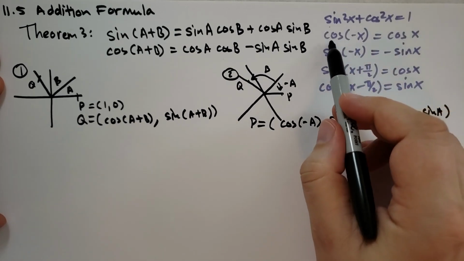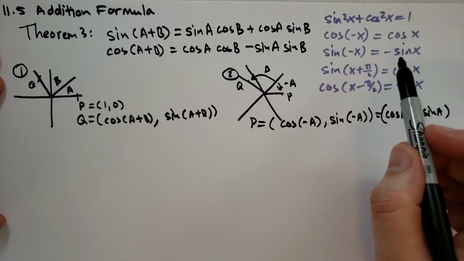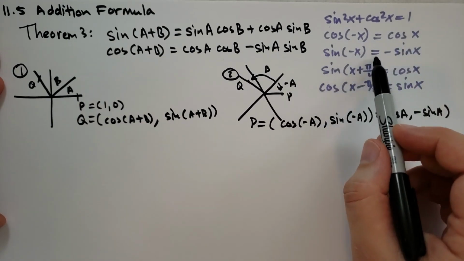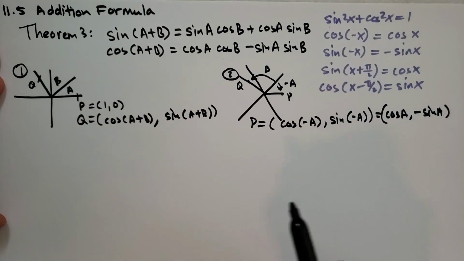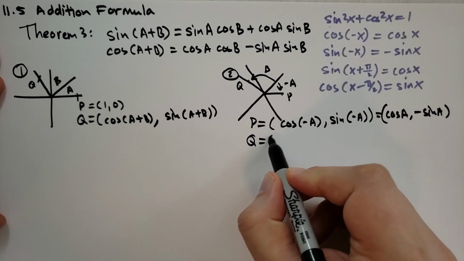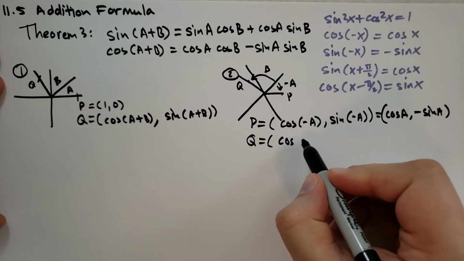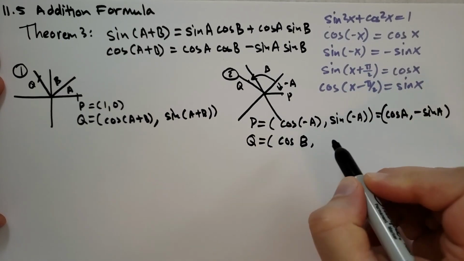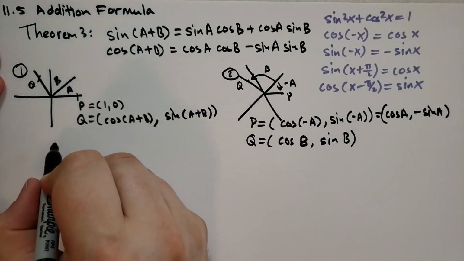So we're using this identity up here, that cosine of a negative angle is the same as cosine of the positive angle, and sine of a negative angle is minus sine of x. I should say minus, not negative. Now Q, however, in this coordinate system, is going to be (cosine of B, sine of B). Okay? And so we're going to relate the distances.